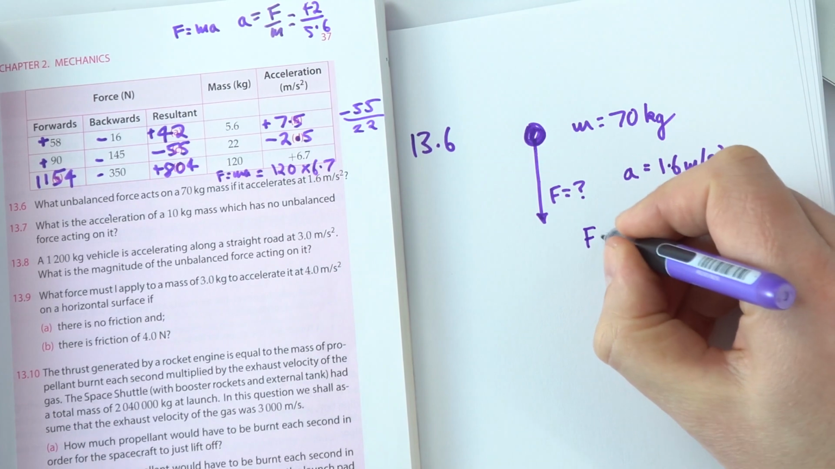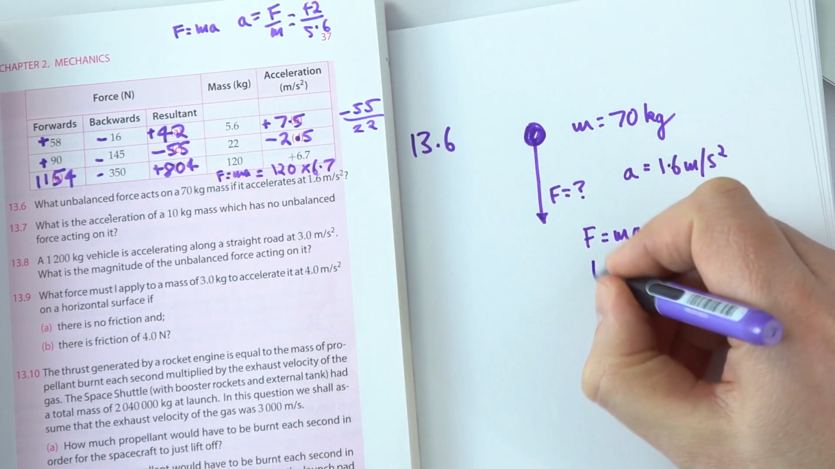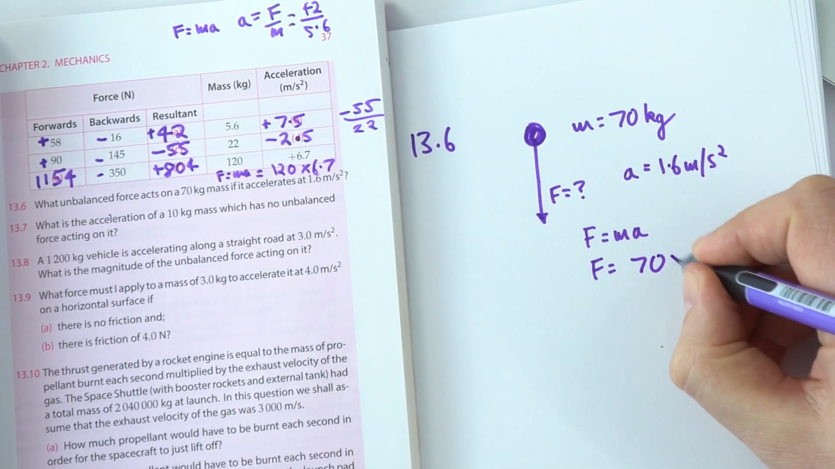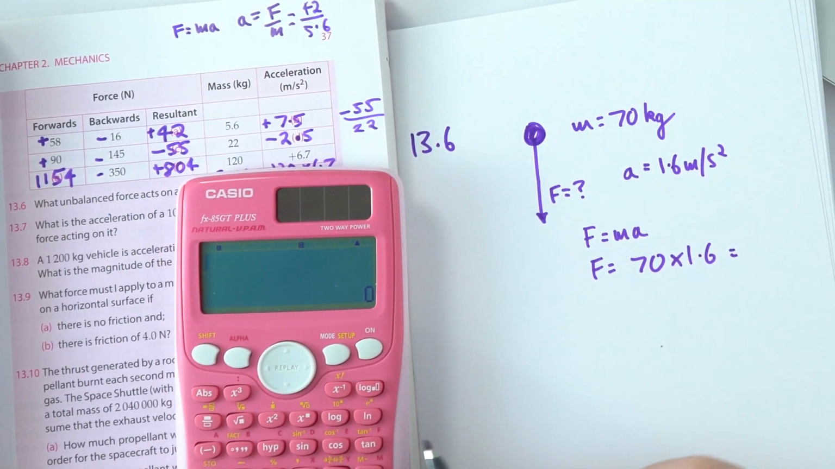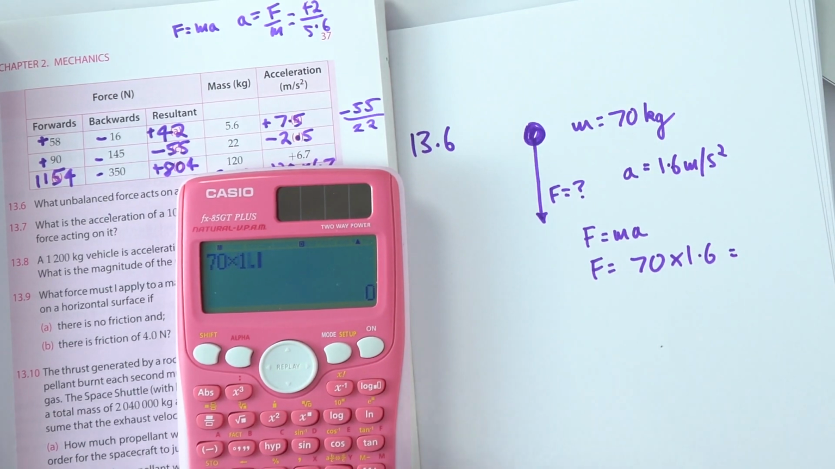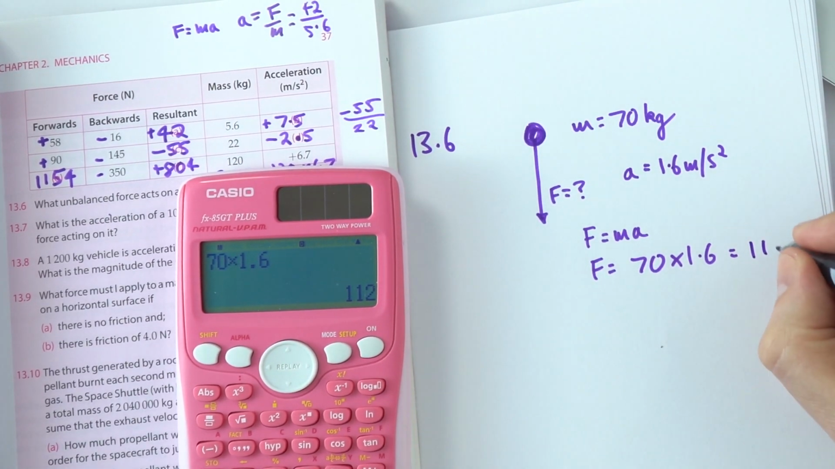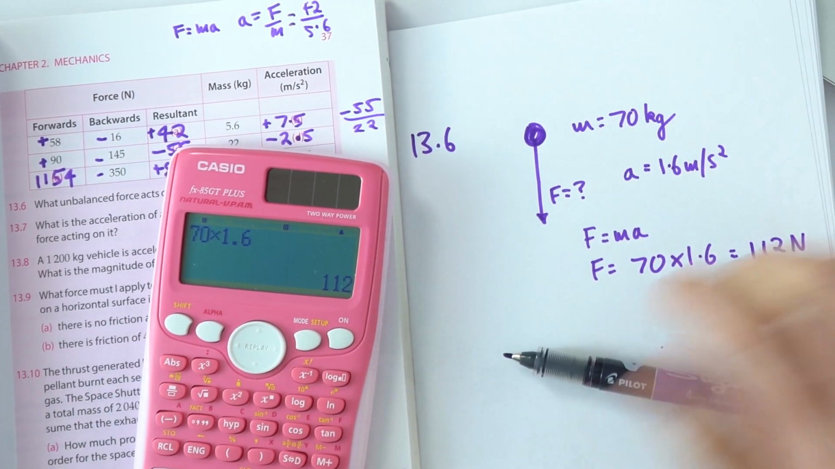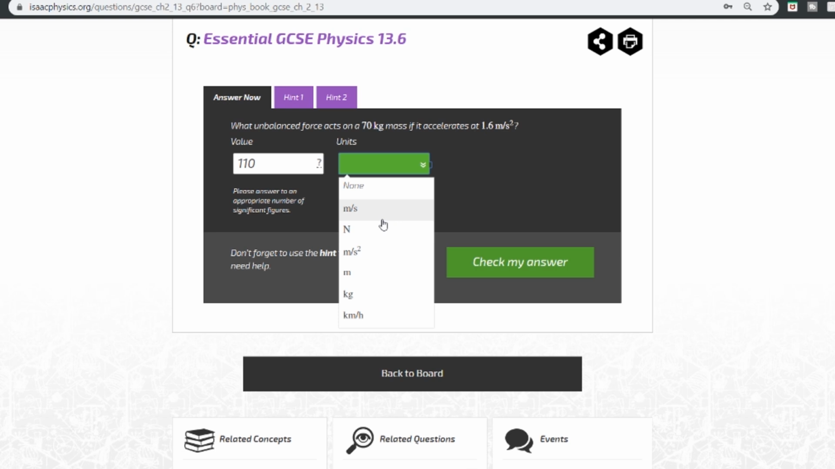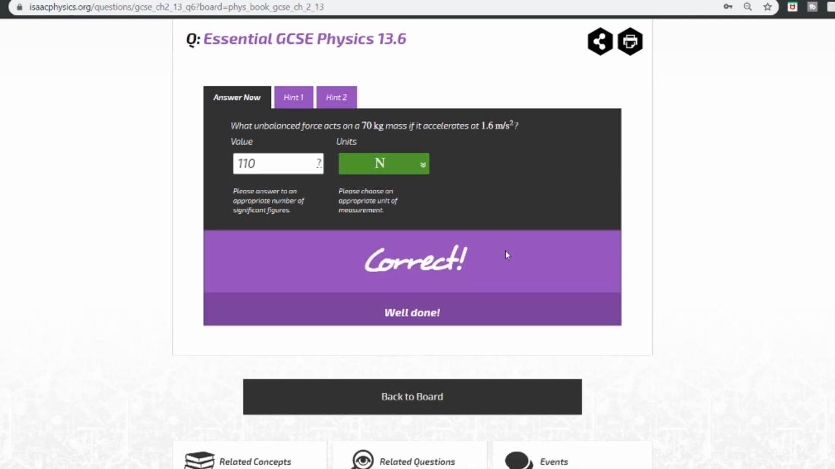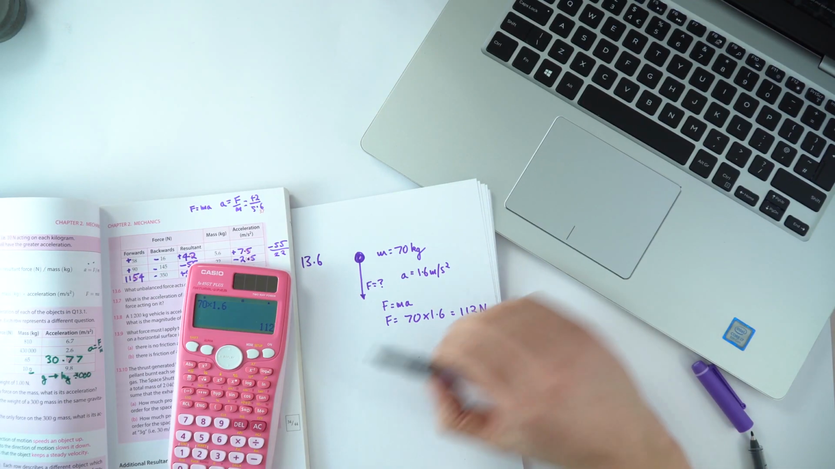So this one here, simply force equals mass times acceleration. So the force is equal to 70 kilograms times 1.6 meters per second squared. And if we do that, 70 times 1.6 is just equal to 112 newtons. So there we go. Let's just check that's correct. So 112 to an appropriate number of significant figures would be rounded to 110 newtons. Check my answer. Correct. And there we go, that was it.